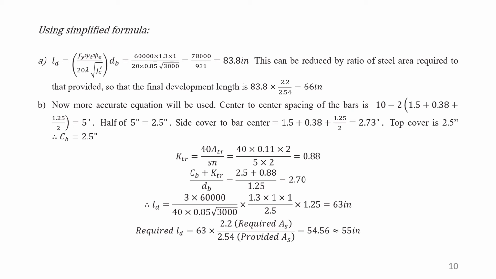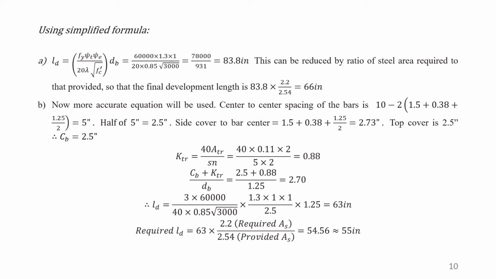That's why Fy is 60,000, and it is a top bar. For a top bar with more than 12-inch depth of casting, the top bar factor is 1.3. That means at the top, the water comes out while casting the beam, and that part of the concrete is not that strong. Therefore for the top bar we have to keep the development length 30% more. That's why we have given this 1.3 factor there.